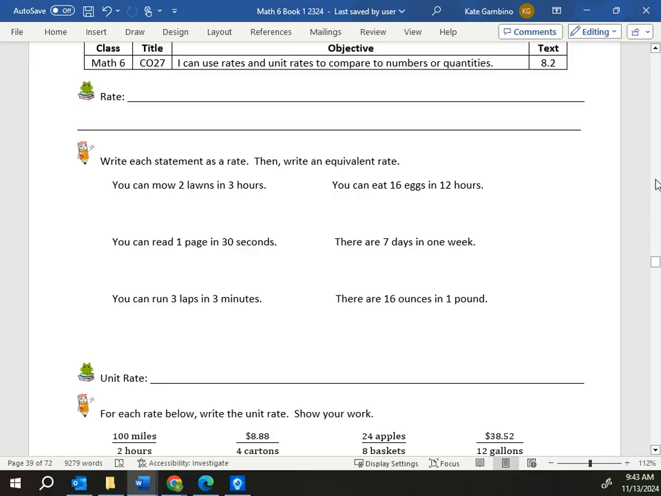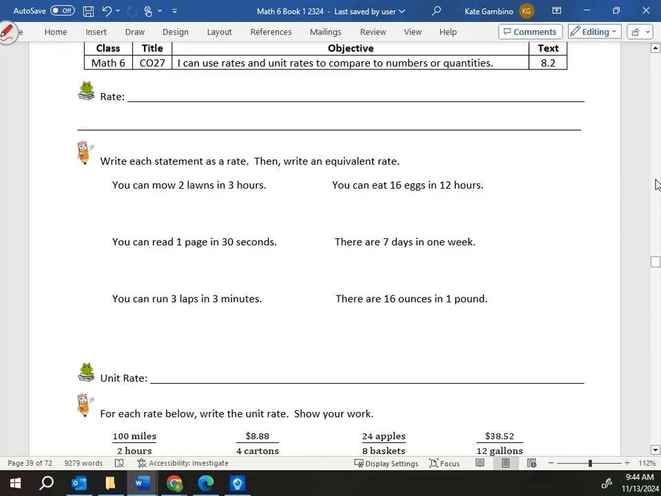So CO27, I can use rates and unit rates to compare numbers and quantities. So rates and unit rates to compare these. This is very similar to the ratios. Okay, very similar. So we're continuing on with the same thoughts. Slightly different, because now instead of a ratio, it's a rate. But we're going to think, okay, we know how to work with this. We're just going a step further, looking at that ratio as a rate.